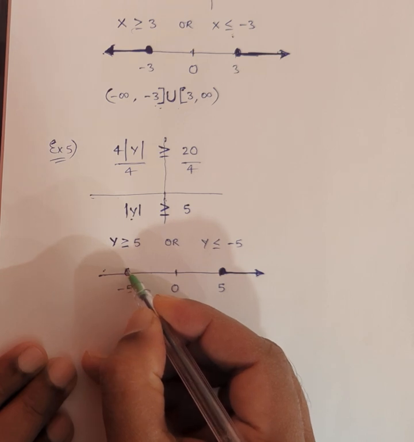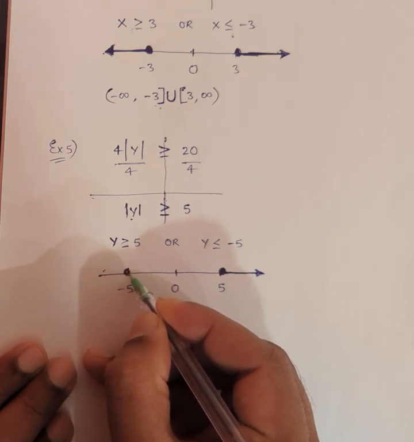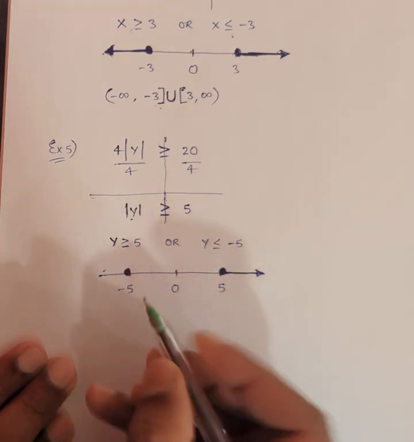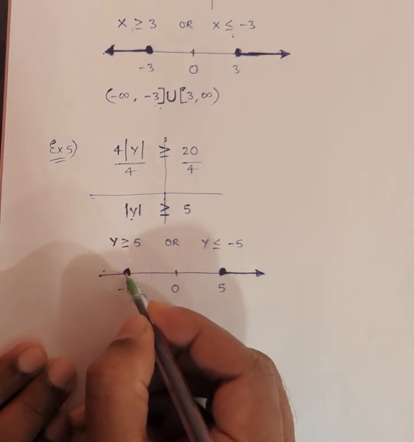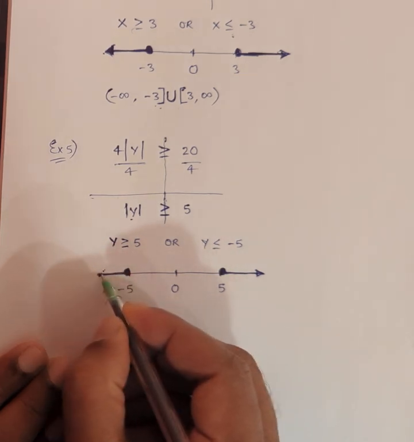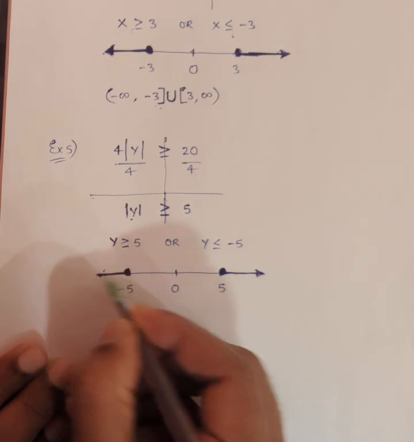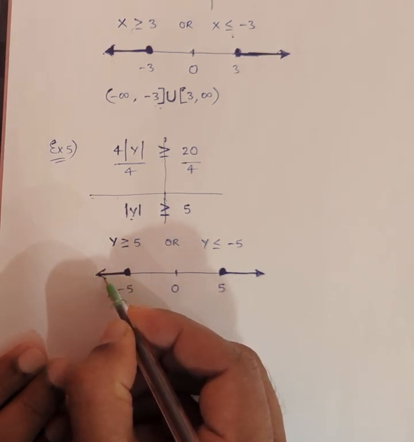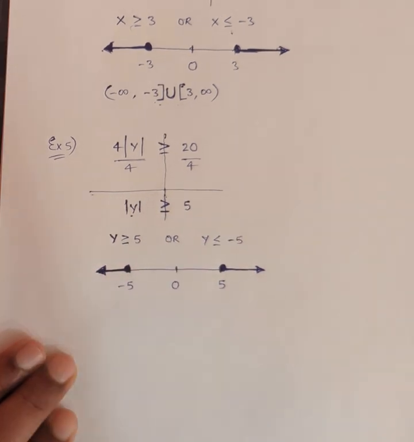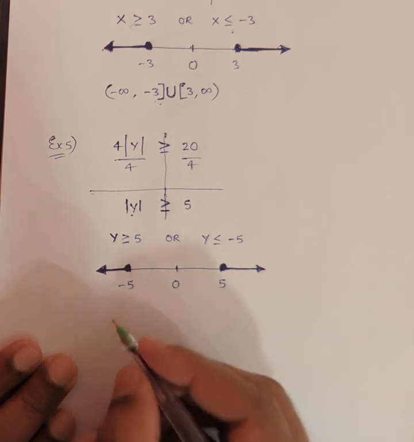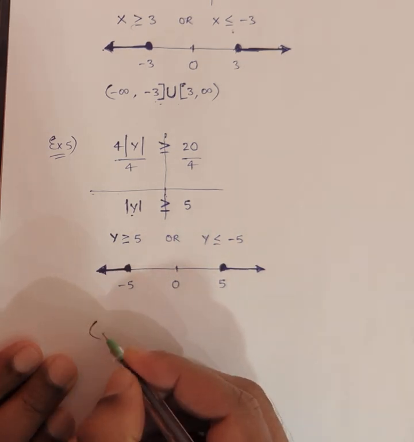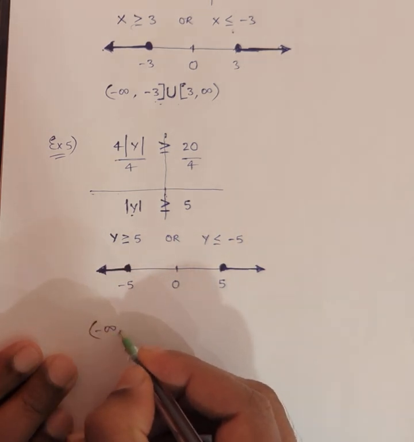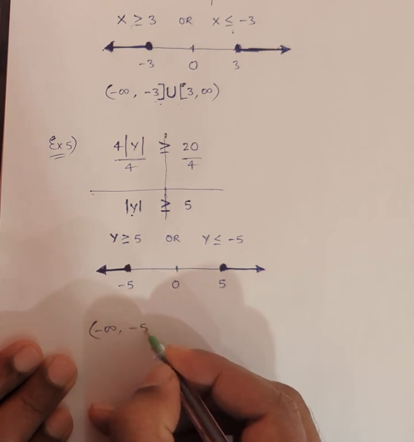So I want to start at negative 5, including negative 5. If I'm including the boundary, then it's going to be a solid circle, and I go to the left of negative 5 forever, which means I need an arrow. And in the interval notation, this would be negative infinity to negative 5.